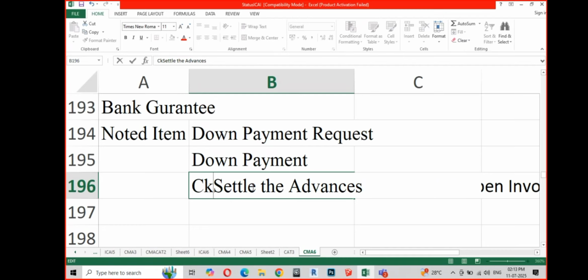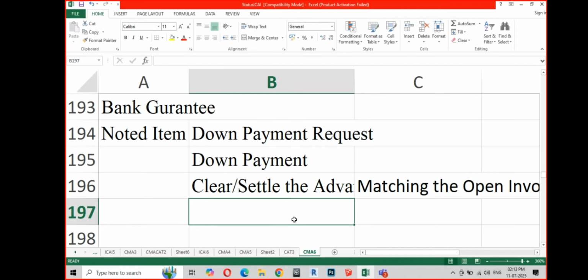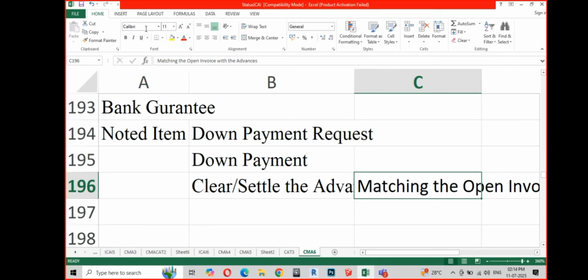Clear or settle the advances. What do you do here? You actually match the open invoice with the money you have received from the customer. Clear? Did you understand the concept of advances?